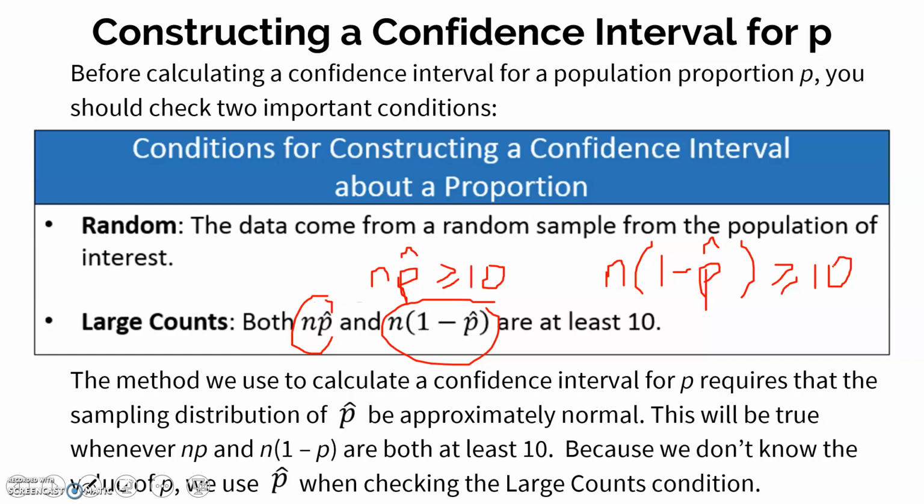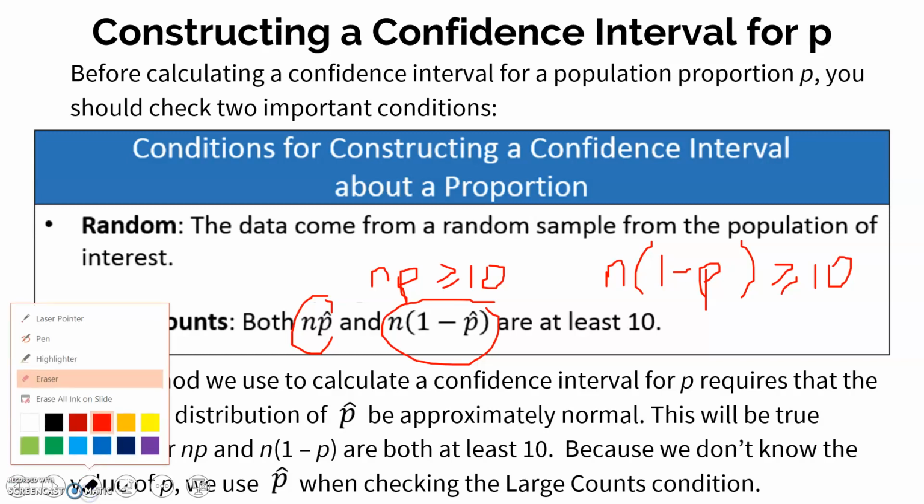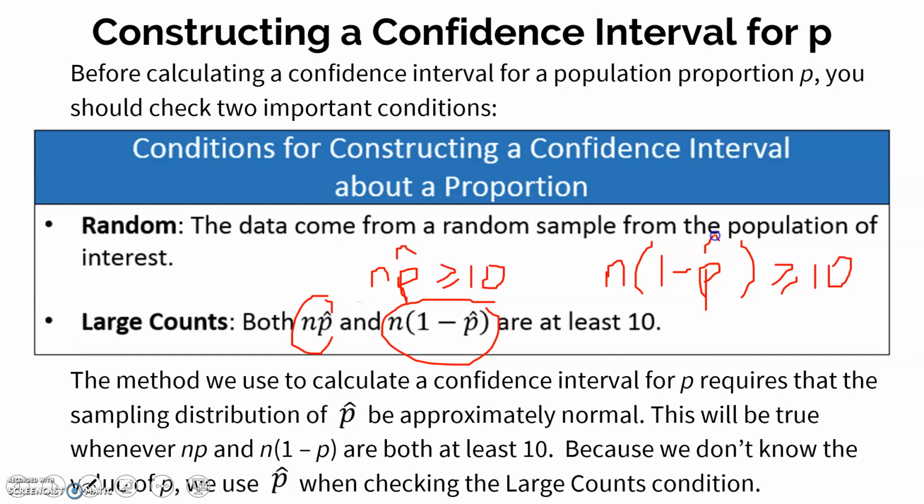In the previous chapter, we were able to do this problem using just n times p. But now, the focus and the emphasis in this chapter is that we don't know p. It's something we want to find out. So that's why we use our p hat, or what we call our point estimate or our statistic. This gives us a sampling distribution that's approximately normal. This just ensures that we're able to use this normal curve like we use it a lot in chapter 6.